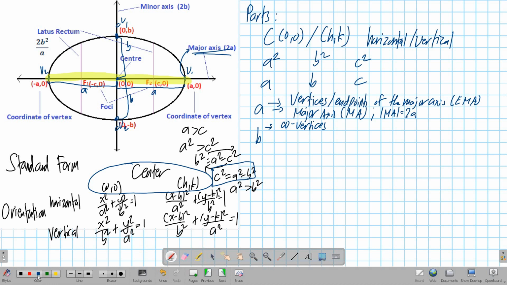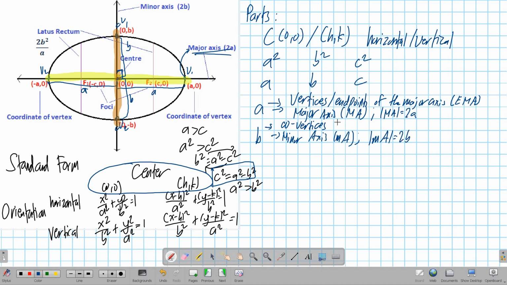And this line segment, I'm going to highlight it in brown. The line segment that contains the co-vertices, through the center and perpendicular to the major axis, is what we call the minor axis, which I shorten as small letter m, capital letter A. Therefore, if the distance from the center to a co-vertex is B, and the other co-vertex is also B, then the length of the minor axis would be 2B.